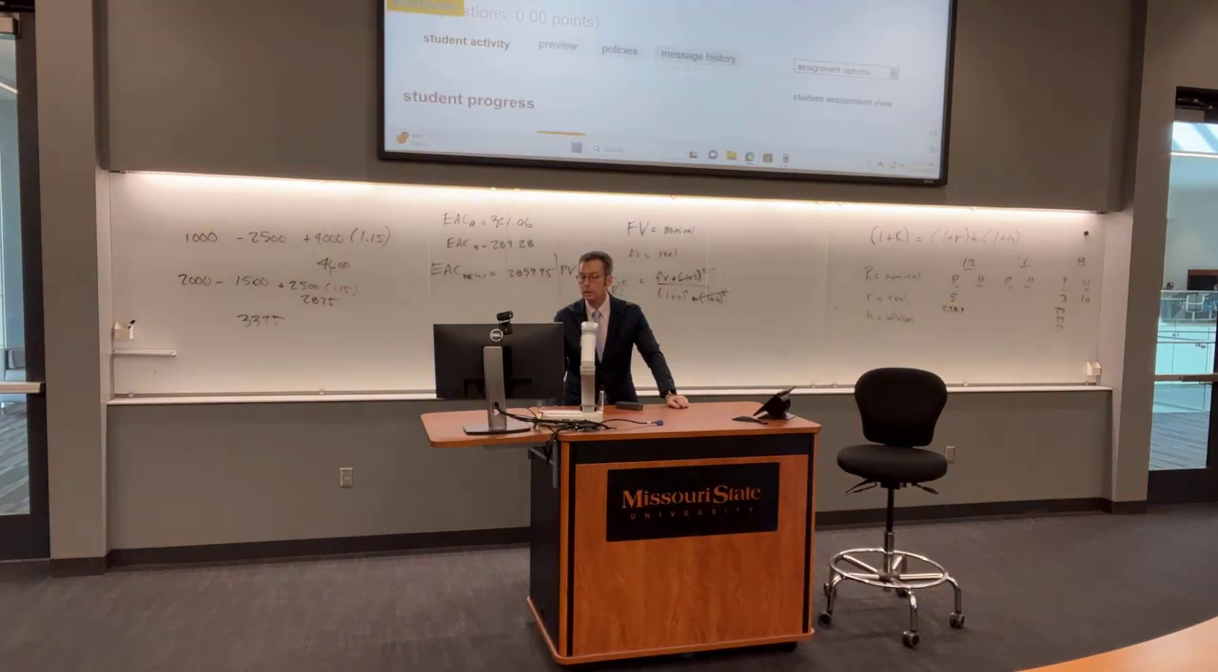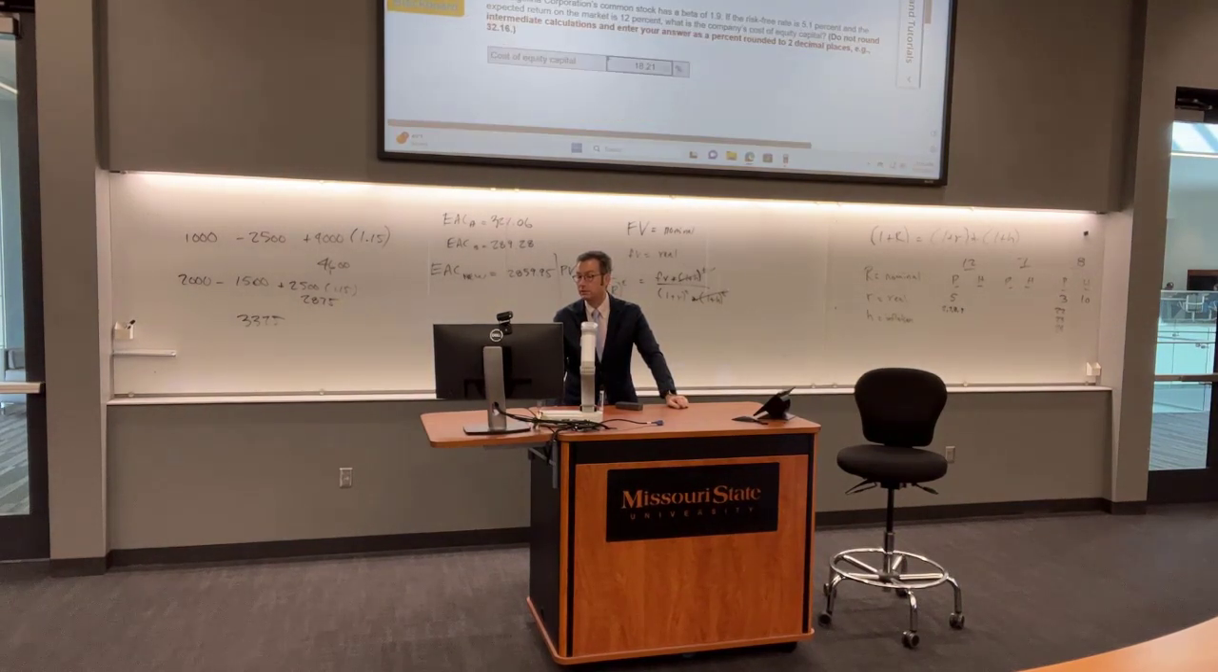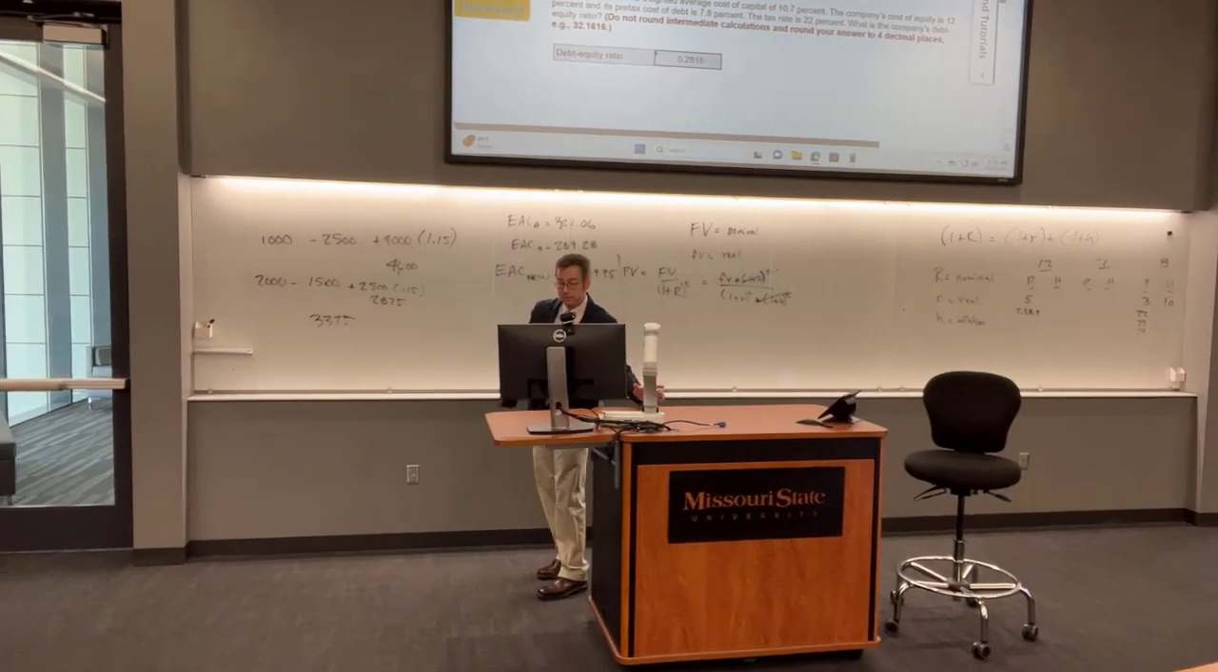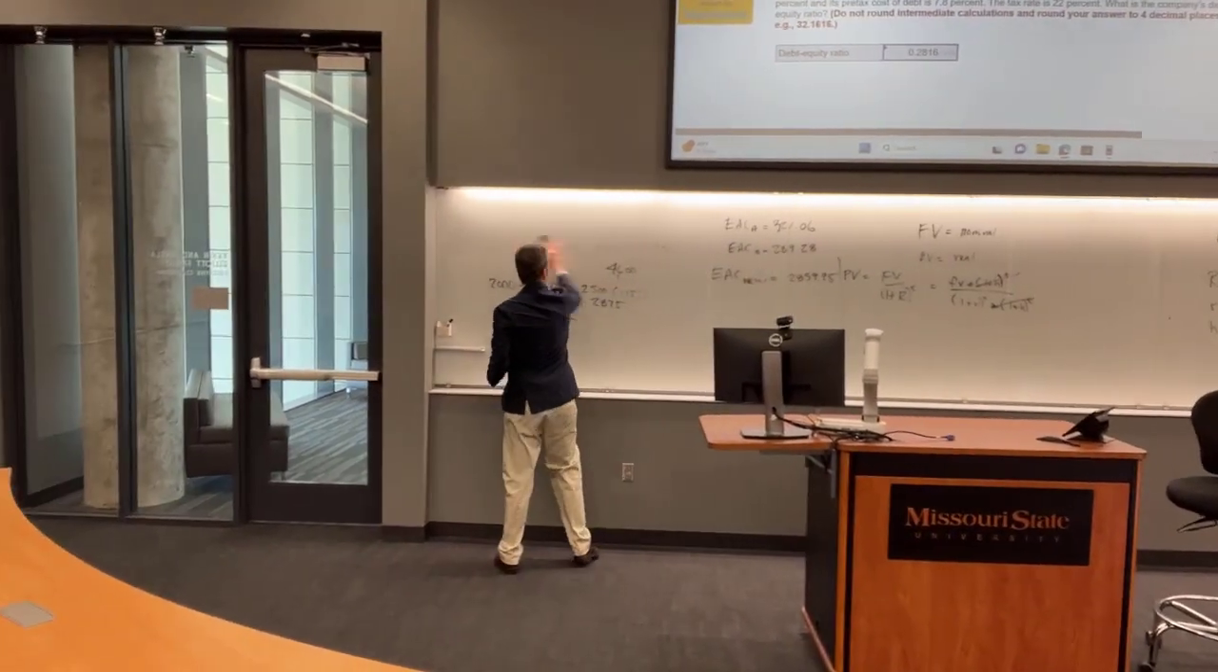Good. Keep in mind these are algorithmic, so my numbers will be a little different than yours, but it's the same underlying problem. Okay, Farmers Lamas has a weighted average cost of capital of 10.7%. The company's cost of equity is 12%, and its pre-tax cost of debt is 7.8%, tax rate is 22%. What's the company's debt to equity ratio? Okay, so here's what I'm going to show you on this one.